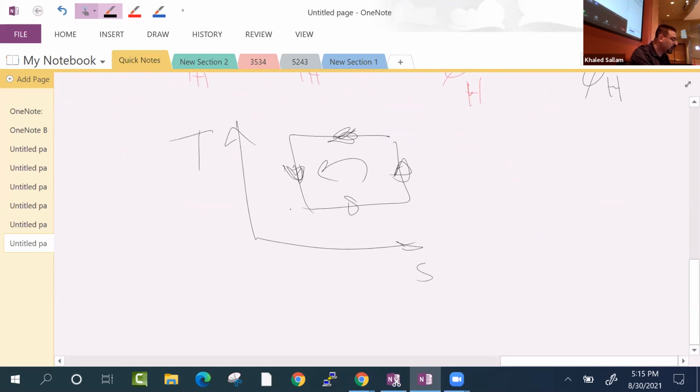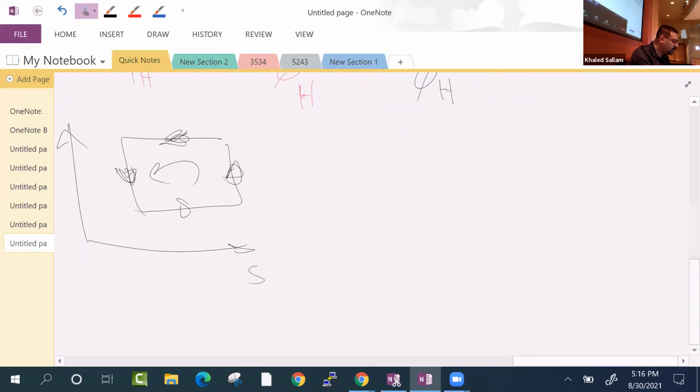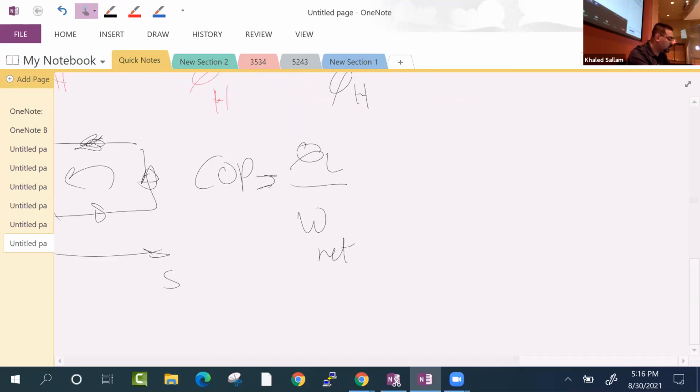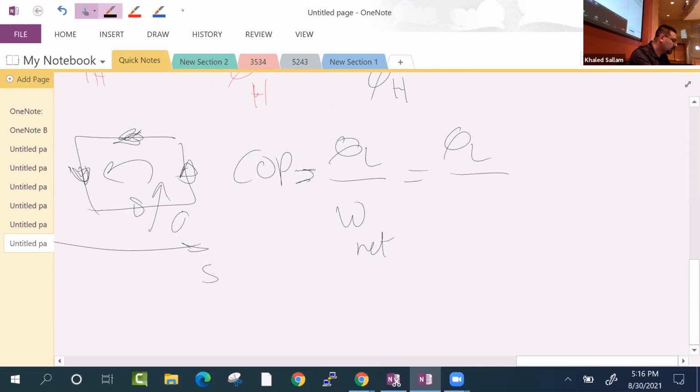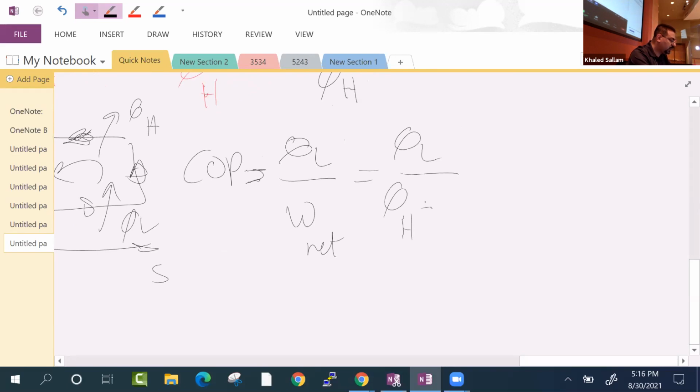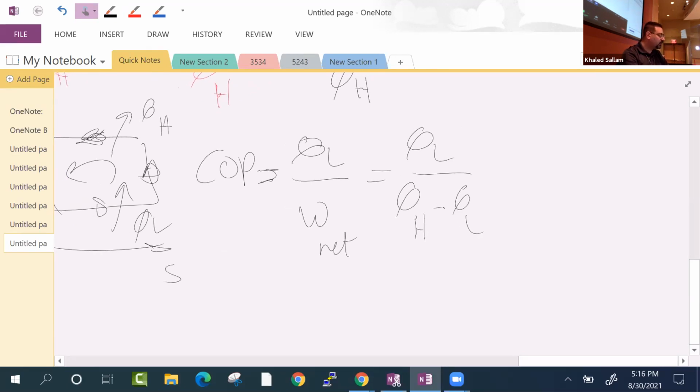If it's a refrigeration cycle, we will also have a COP for it. What is the COP of a refrigeration cycle? Q dot L over work net, which is right now just the compressor because the throttling device doesn't give us anything. And what is work net? This is important for the quiz today. What's work net? Well, QH minus QL. Why? First law of thermodynamics.